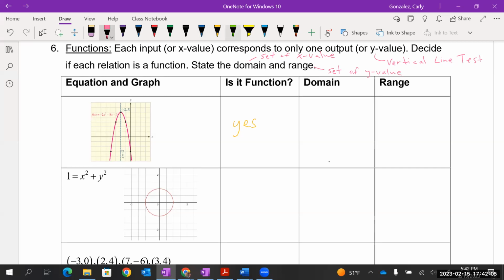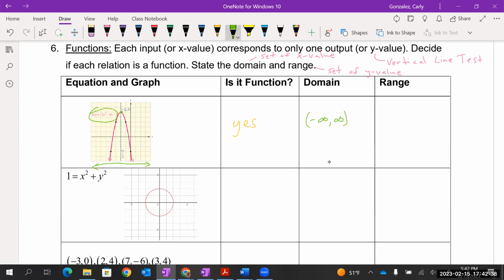So on the graph, we can see that high point. We call that a vertex for this shape, a parabola. We can see that our x values go to the left, and there are arrows on the end of this graph, which shows that it goes out without bound. And then on the right, we also can go without bound. So our domain is negative infinity to infinity.